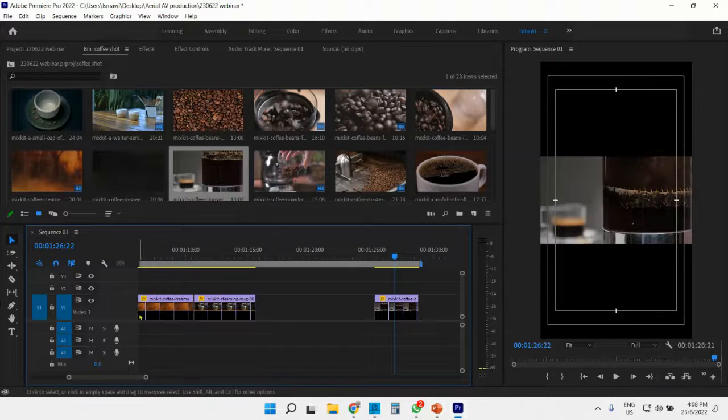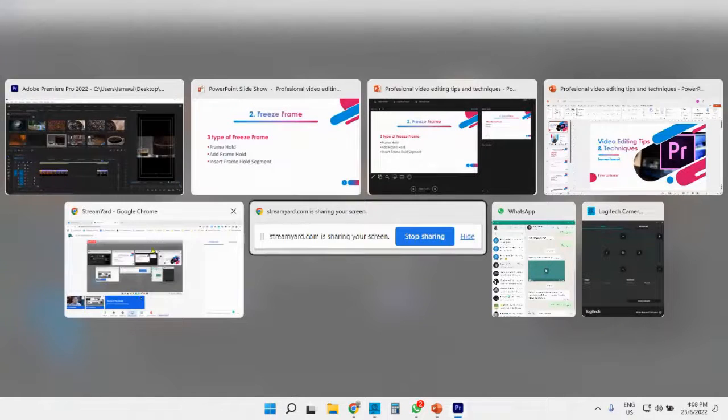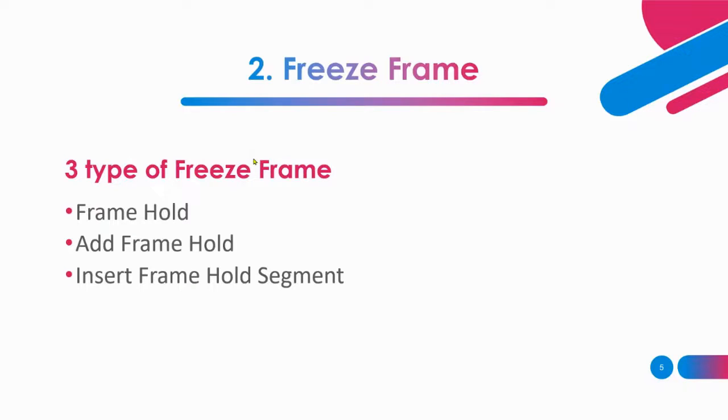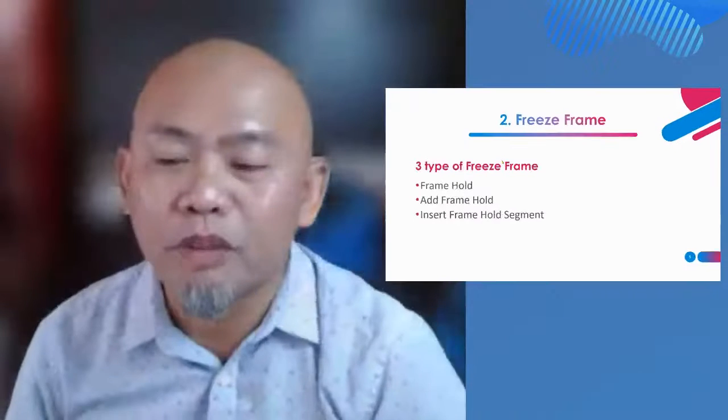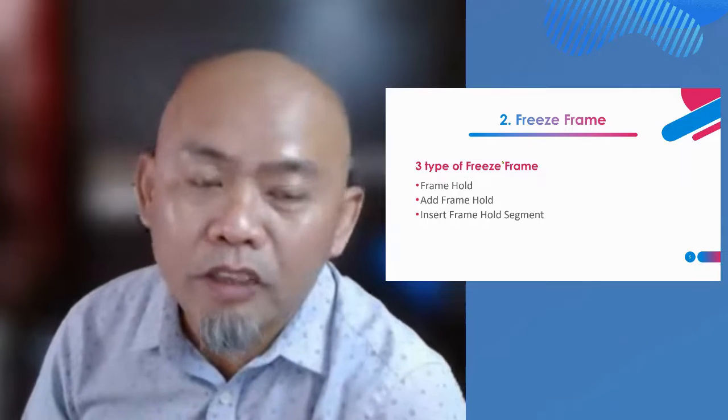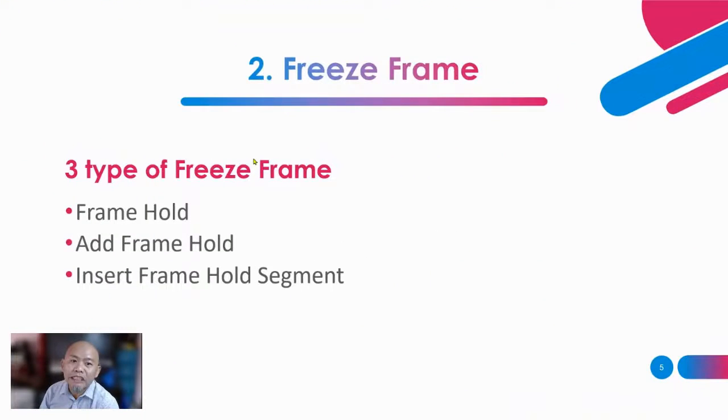All right. Let me go back to my slide. The second tip and trick that I'm going to share with you is freeze frame. Because we have motion, we have video, it's a moving picture. So how are we going to freeze the frame? There are three types of freeze frame: Freeze Frame, Add Frame Hold, Insert Frame Hold Segment, and others. What we're going to focus on today is Insert Frame Hold Segment. If I'm not mistaken, I'm going to show you these three different types of frame hold. Okay, let's go back to our Premiere.